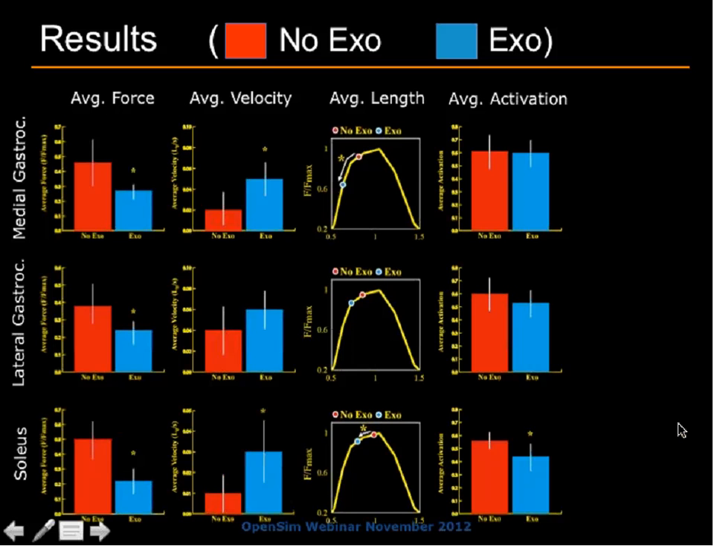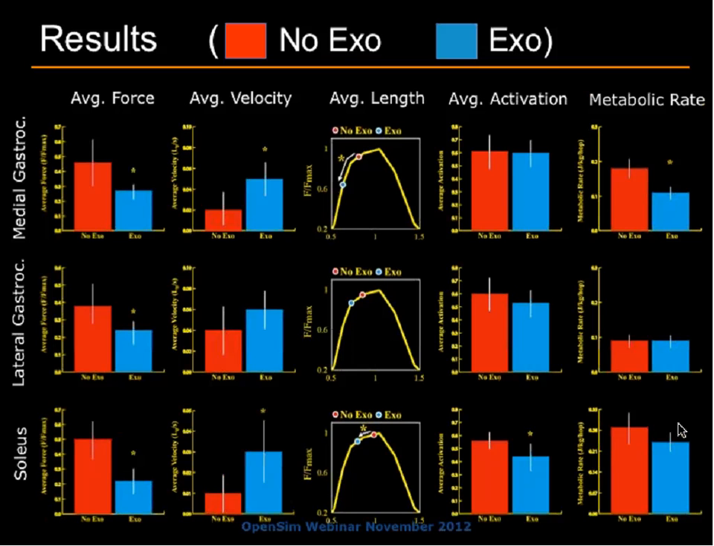The effects of that on metabolic cost, or metabolic rate: we can see we actually did still get a significant reduction for medial gastrocnemius, despite the increases in velocity and less favorable lengths. For lateral gastrocnemius, unsurprisingly, no change in metabolic cost, given there was very little change in most other variables. And for soleus, interestingly, we see that there was also no significant reduction in metabolic rate.